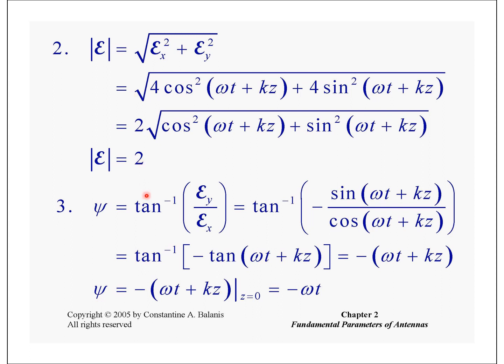Similarly, we can find the angle. That is the relative angle between the y and x component. This is the polarization angle of the electric field. So tangent inverse of Ey by Ex, putting in the values of Ey and Ex. In the bracket we also get minus tangent of omega t plus kz. So tangent cancels out with tangent inverse, and we have got minus omega t plus kz. Now that polarization angle, for z equal to 0, is equal to minus omega t. So the wave is rotating at the rate of omega in the time domain format.